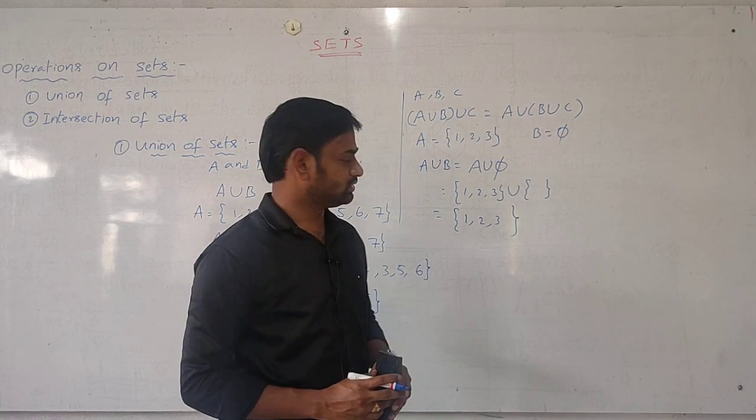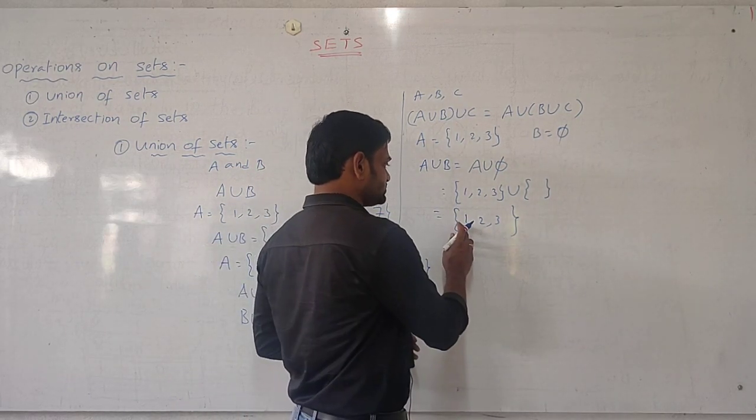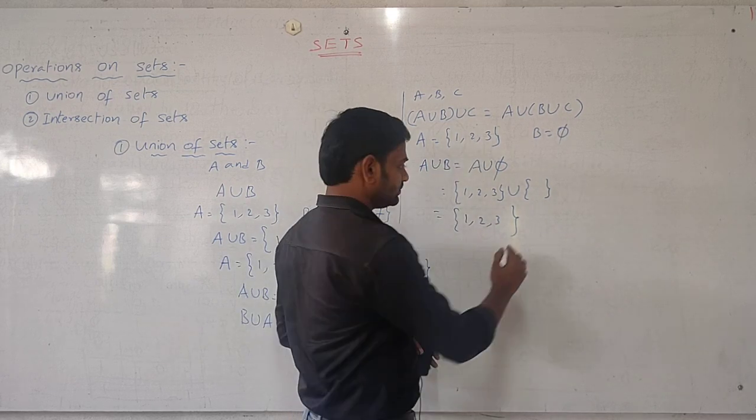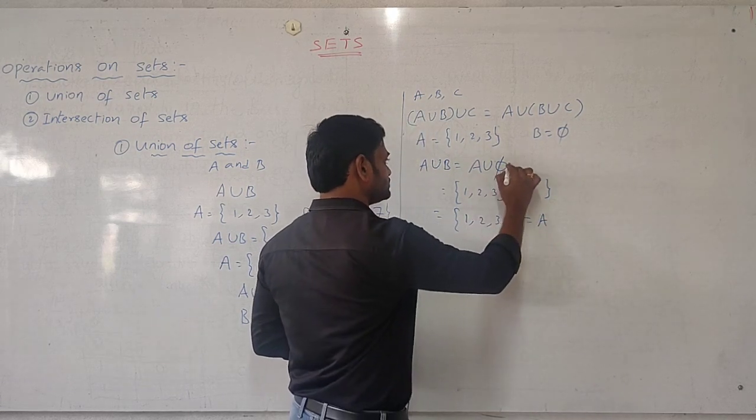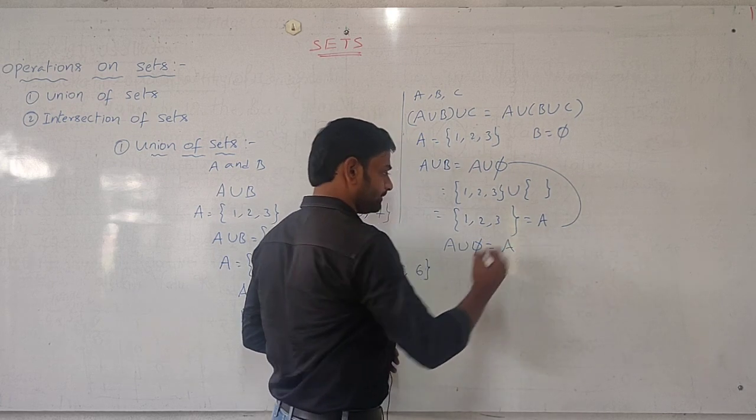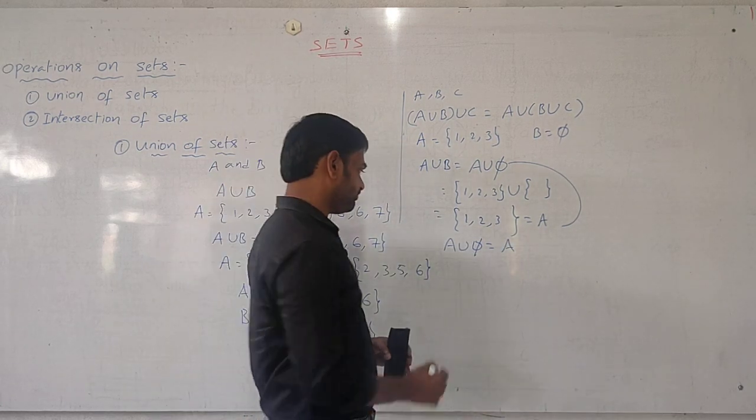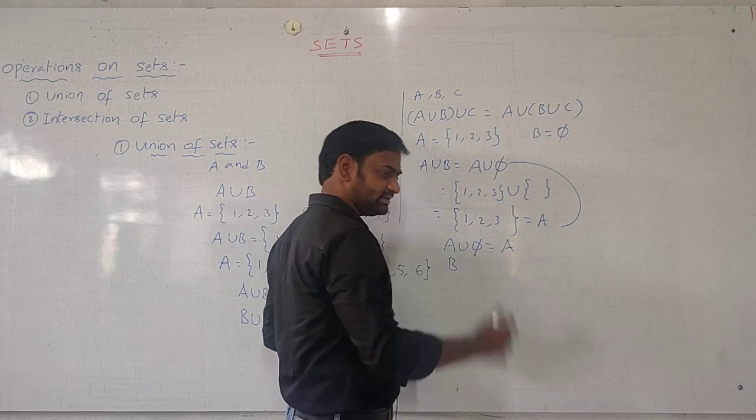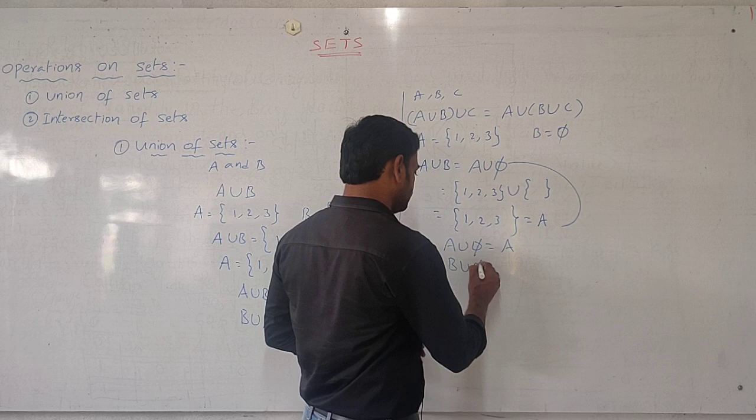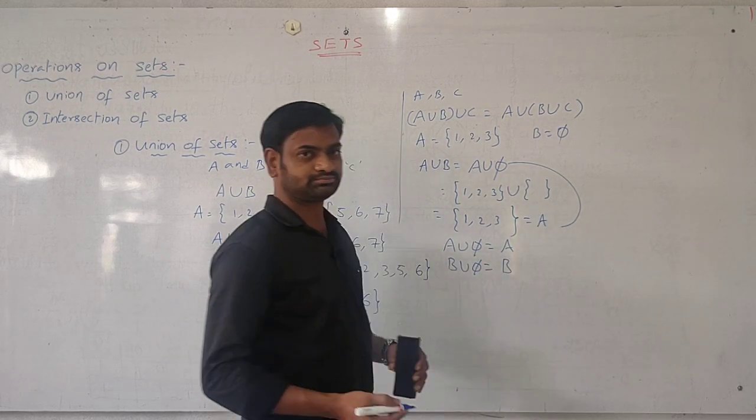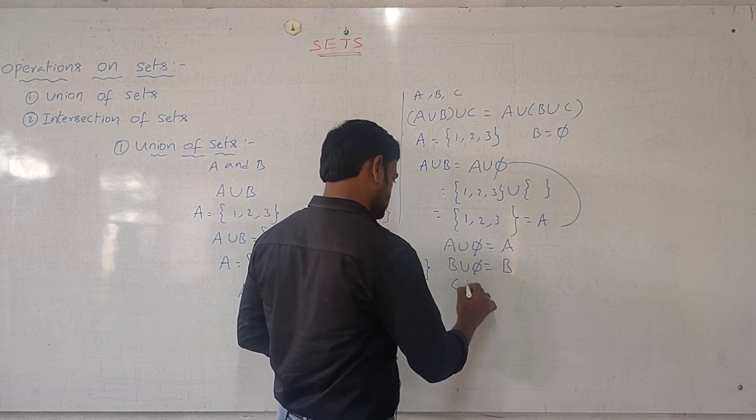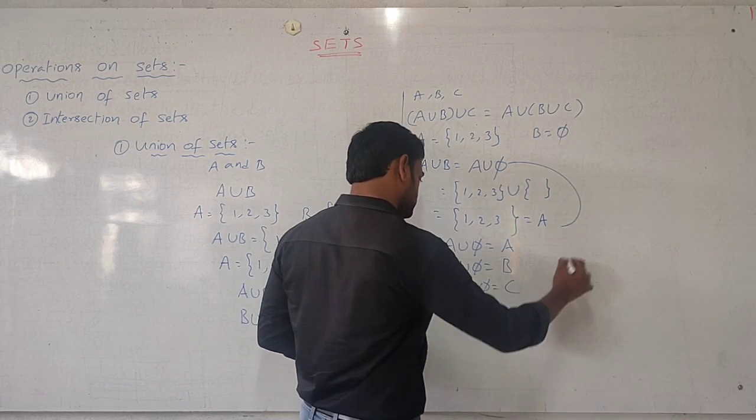Close the bracket. Now see here, this is the set {1, 2, 3}. Is it equal to A or not? It is equal to A. That means what do you understand from this? A union phi is equal to A. In the same way, if you take any set, not only A, B union phi is always B. Next, if you take any set C, C union phi equals C.